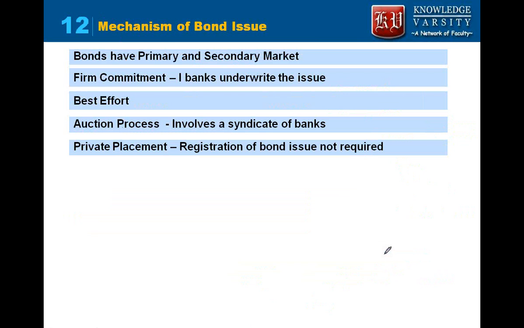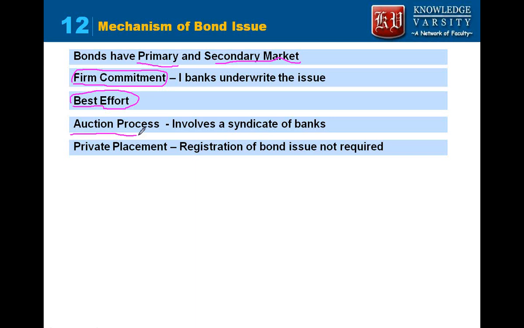Now we'll come to the last thing in this reading, that is the mechanism of bond issue. Similar to the equity market, bonds have a primary market, bonds have a secondary market, bonds are traded in the OTC market, bonds are traded in ECNs. You have underwriters also in the bond issue. With a firm commitment, the underwriter takes all the risk, that is, the investment banks who underwrite the issue take all the risk of issuing the bond at a particular price. They can go in for a best effort basis, wherein whatever amount of bond is sold, it is sold, and the underwriter or the investment bank does not take any risk in that.